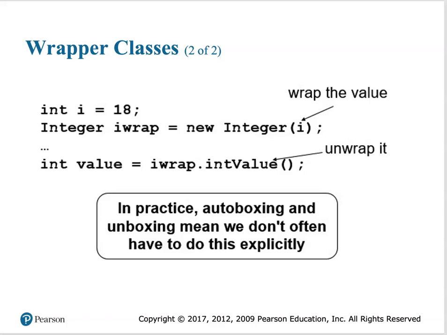But there's this technique called auto-boxing and auto-unboxing, which will automatically, when it sees a primitive that's being used where it needs the object, wrap it for you. And then when you need the value, it will unwrap it and implicitly call the accessor for you.